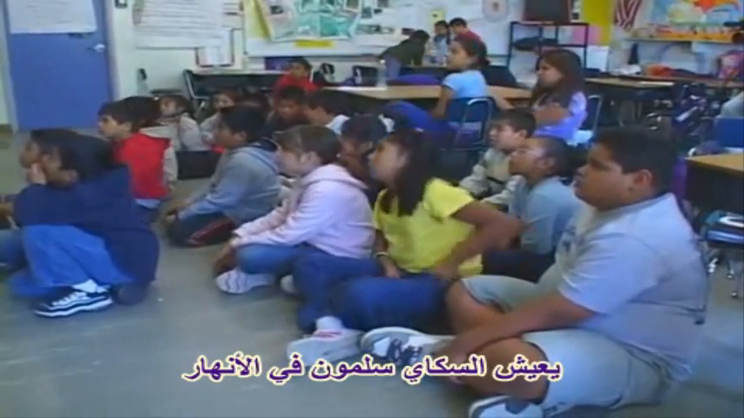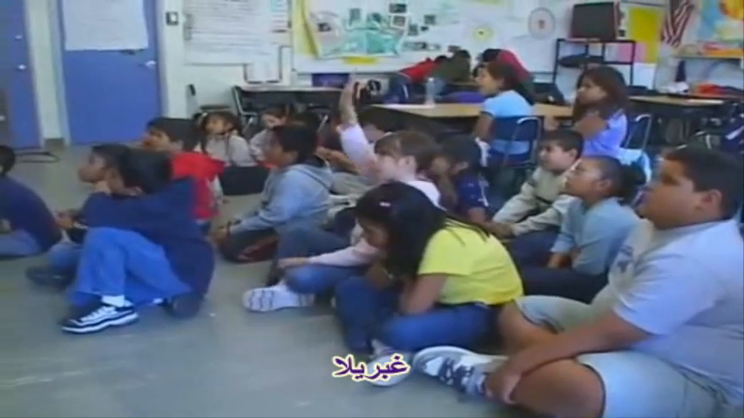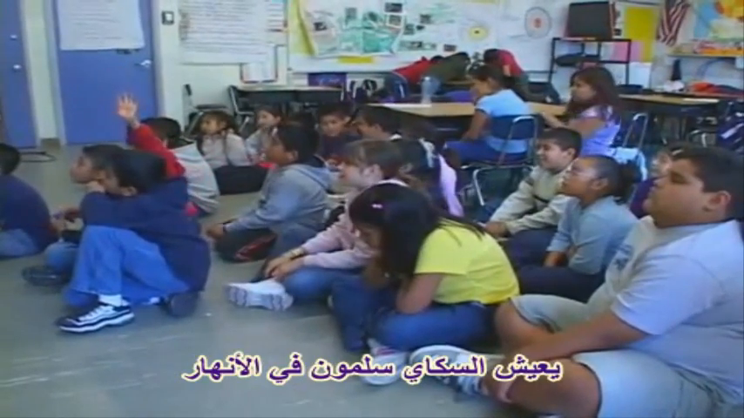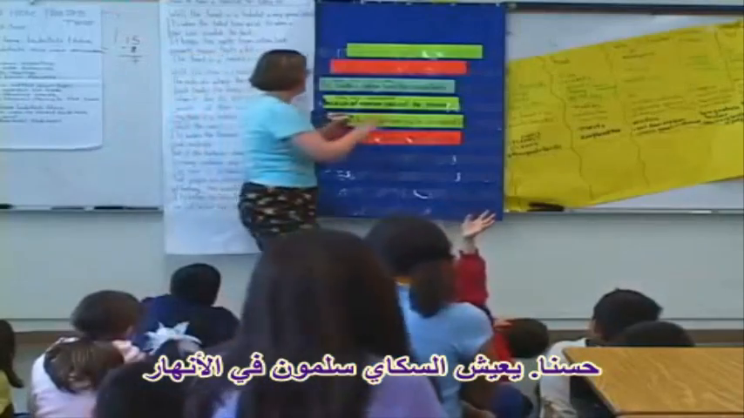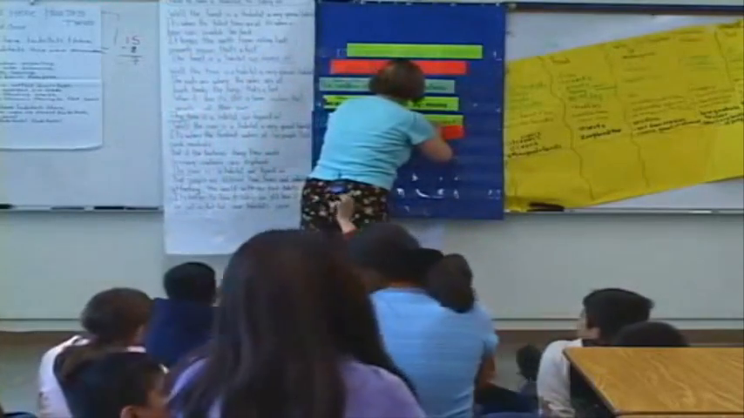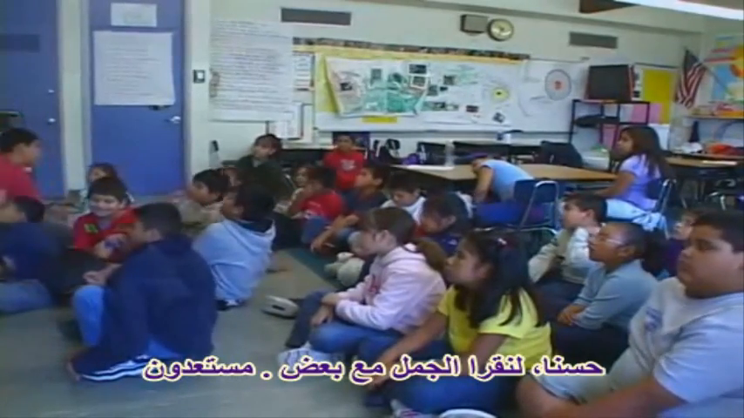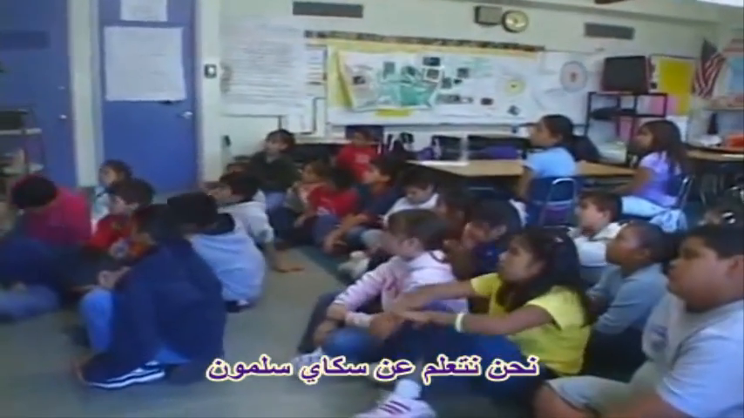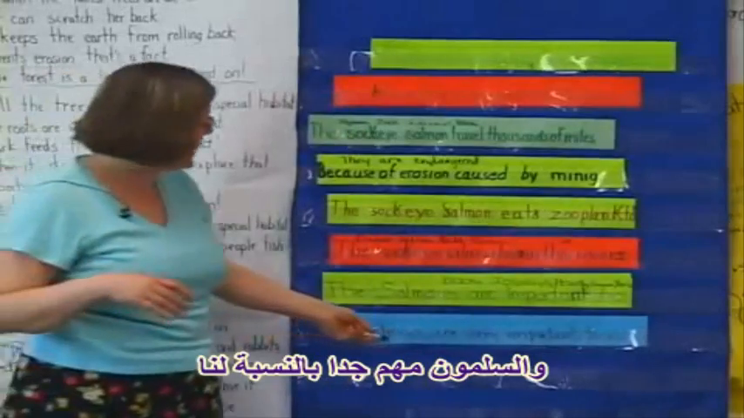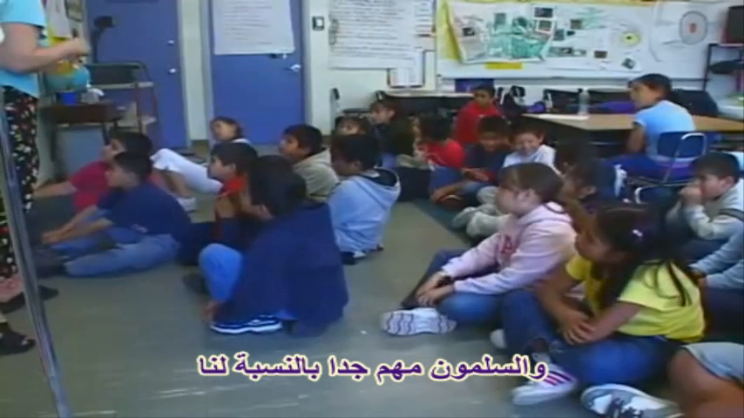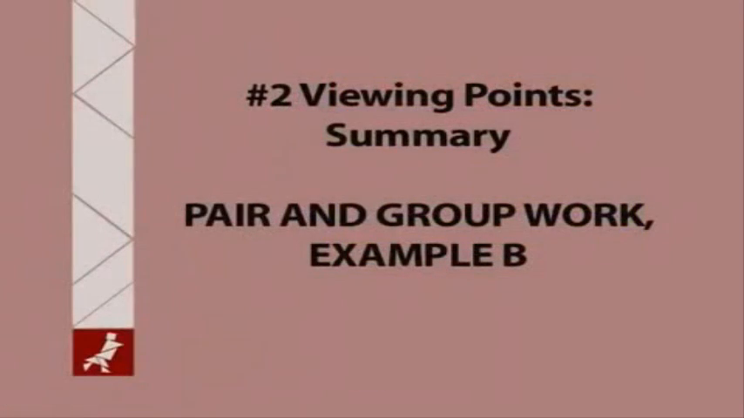The sockeye salmon lives in the rivers. Yes. Gabriela? Sockeye salmons live in the river. Okay, the sockeye salmon live in the rivers. Okay, because it's more than one salmon. Okay, so let's read together. Ready? We are learning about sockeye salmon, and salmon are very important to us. Good job, you guys.